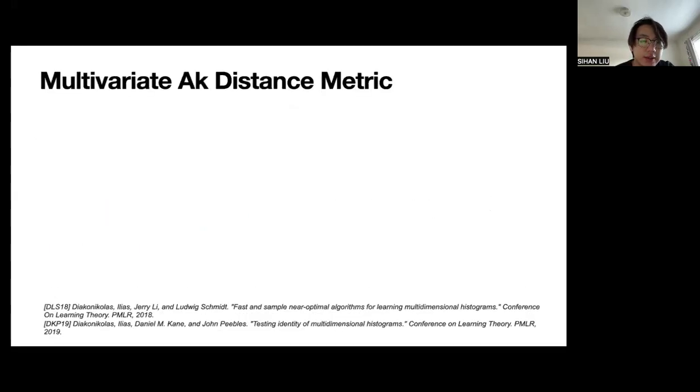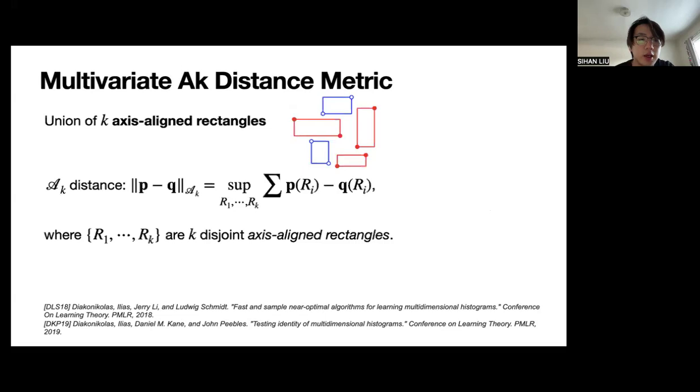The next question is then, how do we generalize this distance metric to multivariate distributions? Perhaps the most straightforward generalization is to replace intervals by axis-aligned rectangles. This gives rise to the definition of multivariate A_k distance, where we compute the maximum discrepancy captured by any k disjoint axis-aligned rectangles between a pair of target distributions.